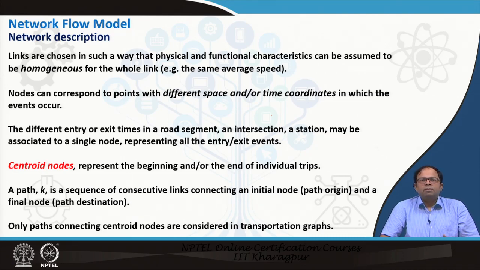Then comes the concept of a path. Path K is a sequence of consecutive links connecting an initial node, which is the origin, and a final node, which is the destination. So a path is a combination of multiple links connecting the origin and destination. Only paths connecting centroid nodes are considered in transportation graphs, because origins and destinations are centroid nodes. All other paths between intermediate intersections or nodes are not considered.